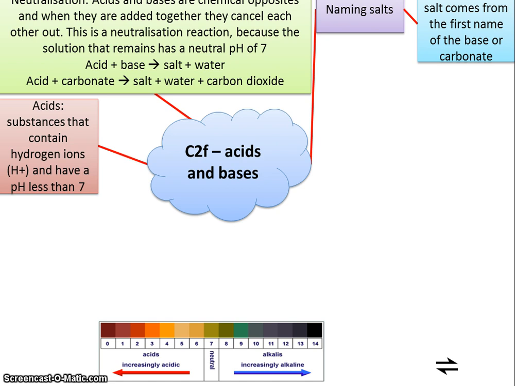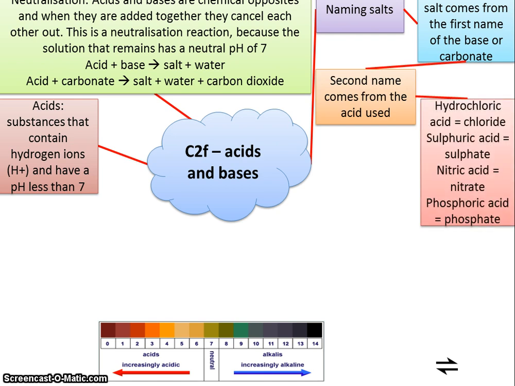So when it comes to naming salts, we always use these rules. Okay, what you need to do is look at the name of the acid you are adding, whether it's your base, or a carbonate, or a metal oxide, or a metal hydroxide. It doesn't matter, you are always looking at the name of the acid.